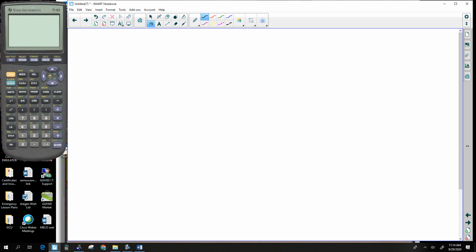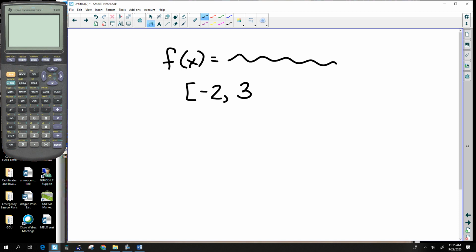And so here's what it is. You're given some function, and you're asked to find all the absolute maxes and minimums, not the relative maxes and mins, but the absolute. And so they'll usually give you some sort of interval, like from -2 to 3. What are the absolute minimums and maximums on here?